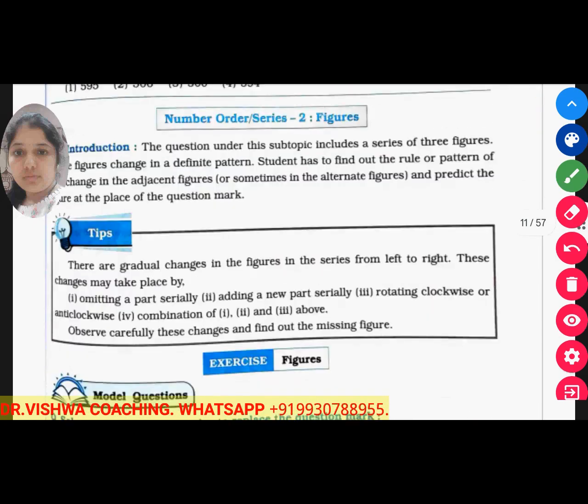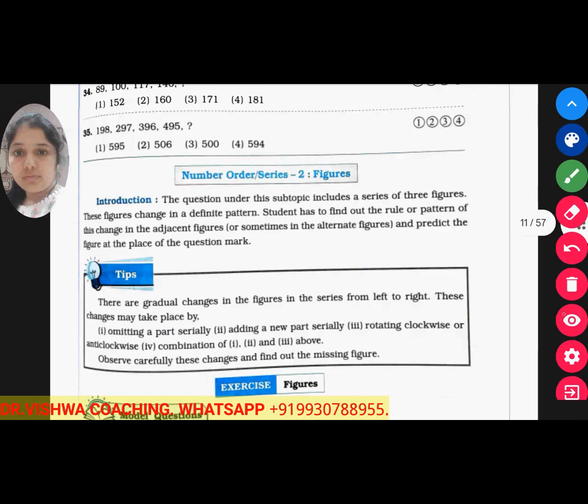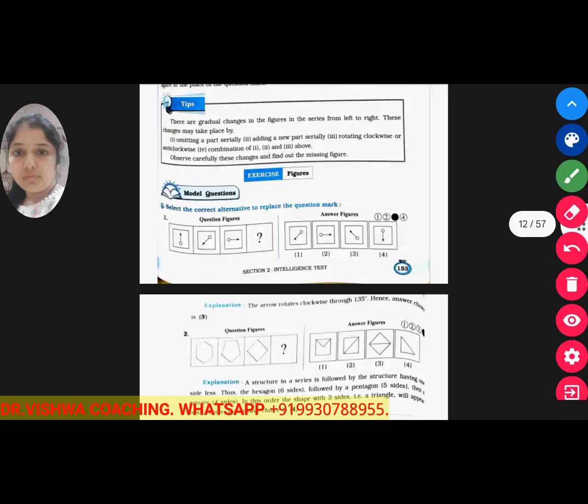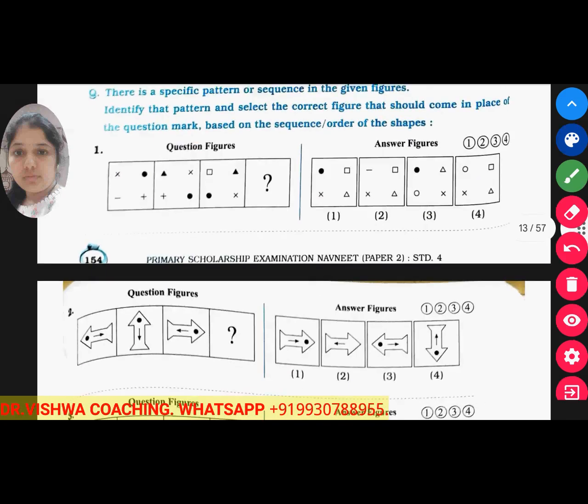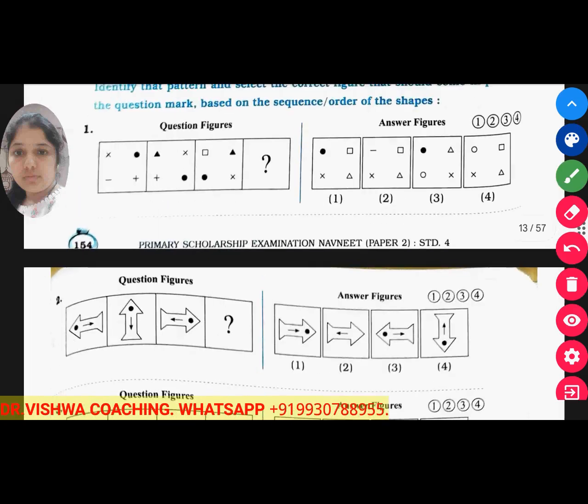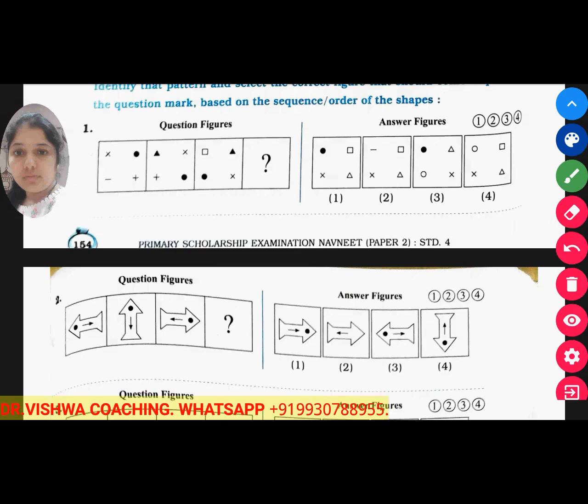Now the next series pattern is based on figures, where we have to find a successive figure ahead of the given series of figures. So I will just solve 2 to 3 questions here for you, because figure questions are very easy. So I think you all can solve them very well. So try on your own. I will not help you.